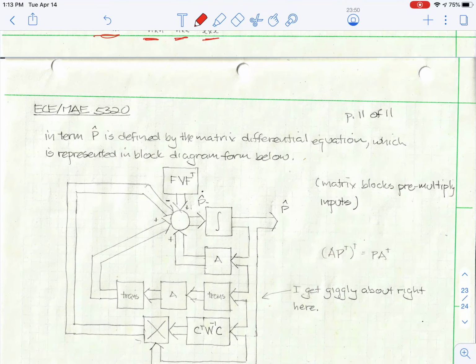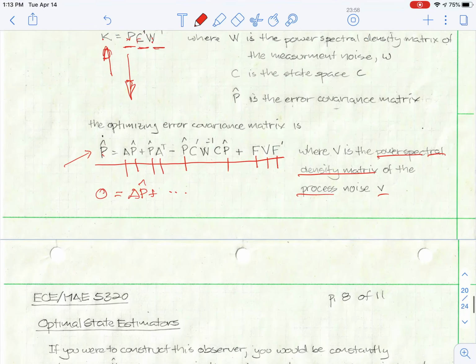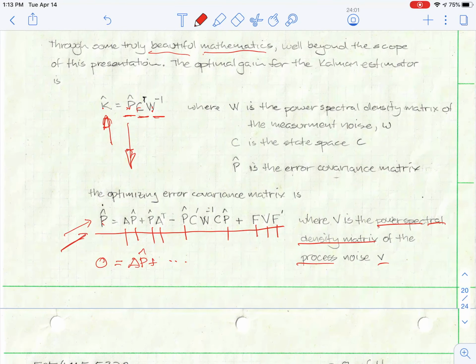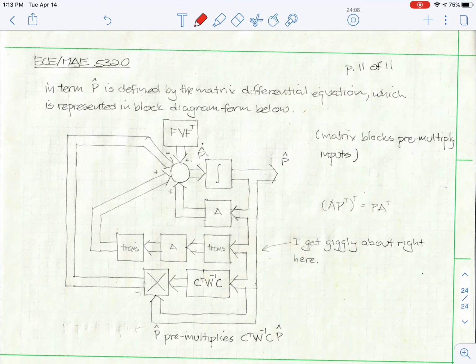Now, the term P hat is defined by the matrix differential equation that I had right here. I'm drawing a diagram of it so you can see it. This is P hat dot right here. Everything that makes up P hat dot comes into this summing junction. You'll notice these are all vectors, and you have to get all the sizes right, of course.